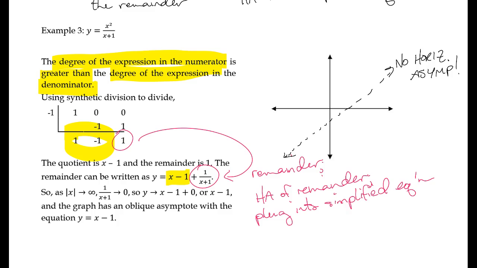Instead, it's oblique. My non-permissible value is still going to be x cannot be negative 1. So that shows up here. When I go to graph this, it's going to look pretty weird. My curve is going to look like this, with that kind of wonky parabola sort of effect. And so we labeled our equations, and y equals x minus 1 would be the equation for that asymptote.